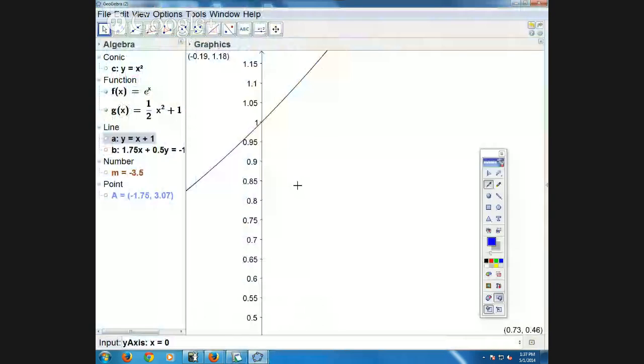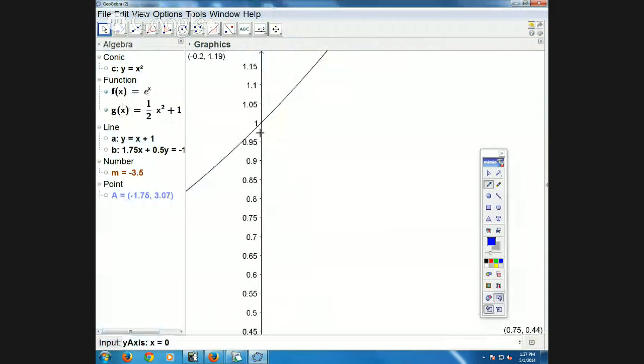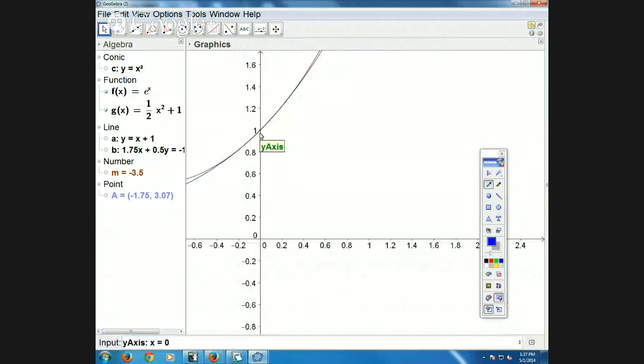Okay, so we got to zoom back out. Is that the right way? No, that's the wrong way. I don't know. I felt the same way when I first learned this. This changed my life.